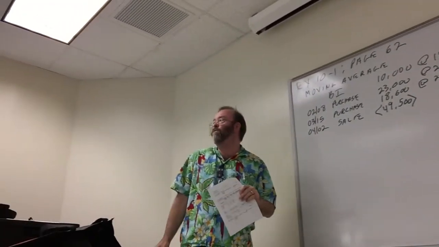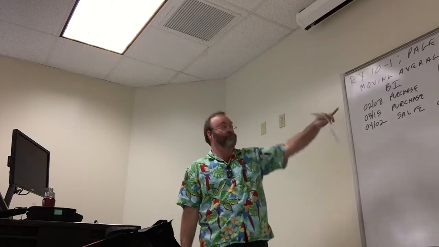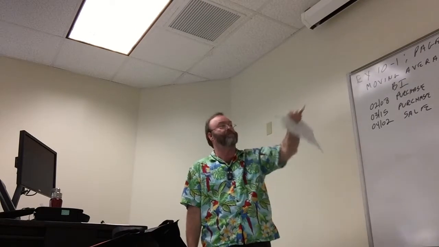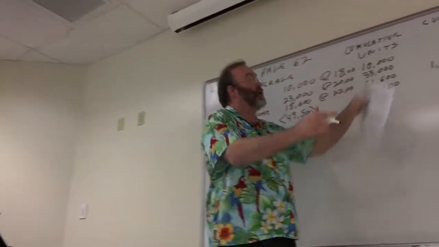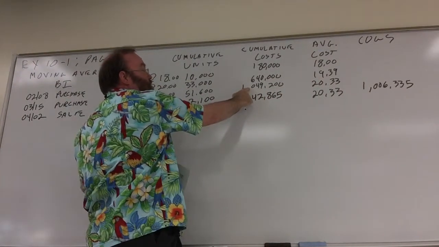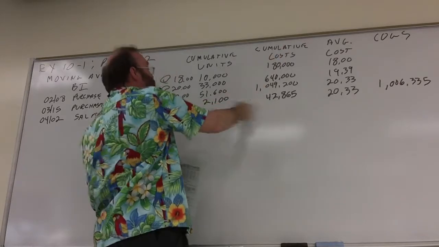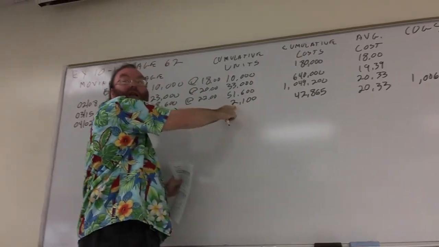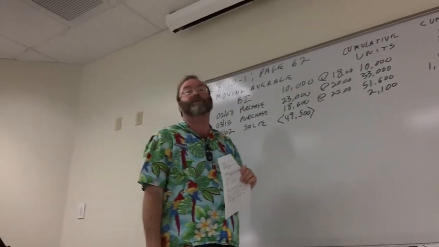All right, with me so far? Yes? Just times 49,500 by the $20.33 average cost, and that gave me the $1,006,000. And then at that point you could just subtract the $1,006,000 from the $1,049,000. That leaves you the $42,000. Or you could multiply the 2,100 times the $20.33 and get the same answer.